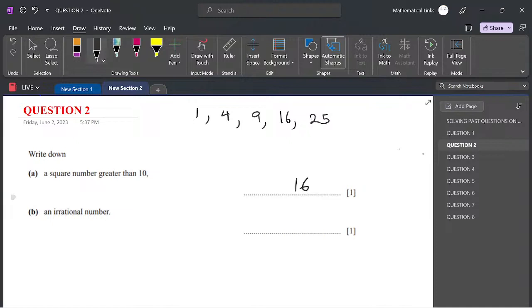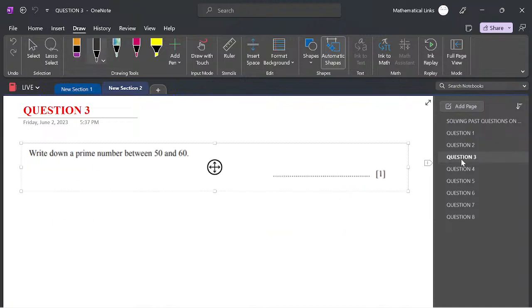Then next is an irrational number. From our previous class, that is last week, we discussed this very well. So you can pick square root of 2 or square root of 3, square root of 5, or you can pick a cube root of, let's say, 4, cube root of 5, cube root of 7, and so on and so forth. So let's go to the next one.